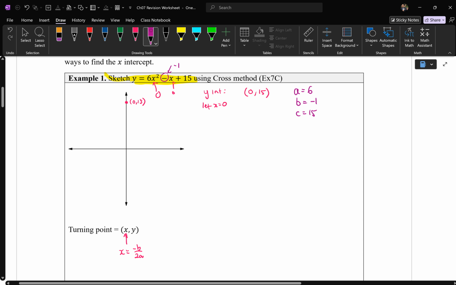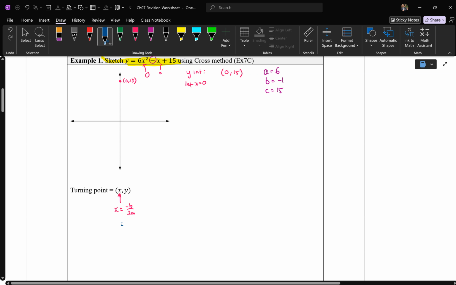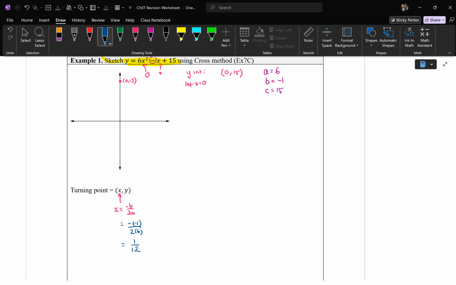All right, so if I use the rule, then according to this, the x coordinate must then be negative of negative 1 over 2 times a, which is 6. So that gives you 1 on 12. Okay, keep in mind, I will allow you to use a calculator tomorrow in case some of you struggle with fractions. Then at least it's not the fraction component you're struggling with.